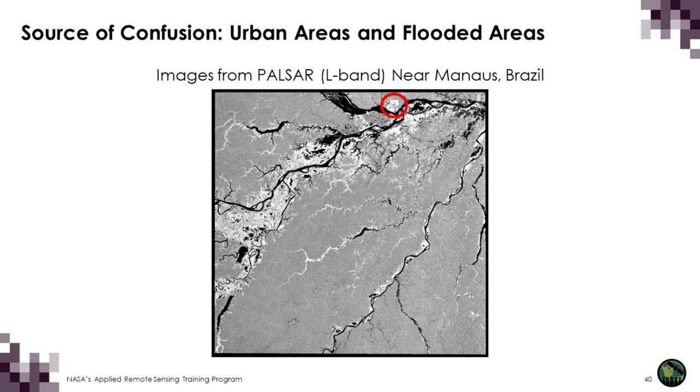So these tend to be confused, and the best way to resolve these is if you have any sort of prior information about where the urban centers are located, for example, and if you have a shapefile, you can mask out those areas.